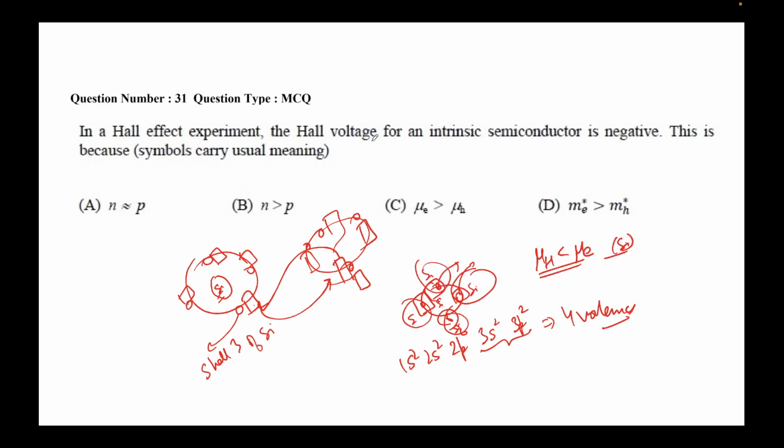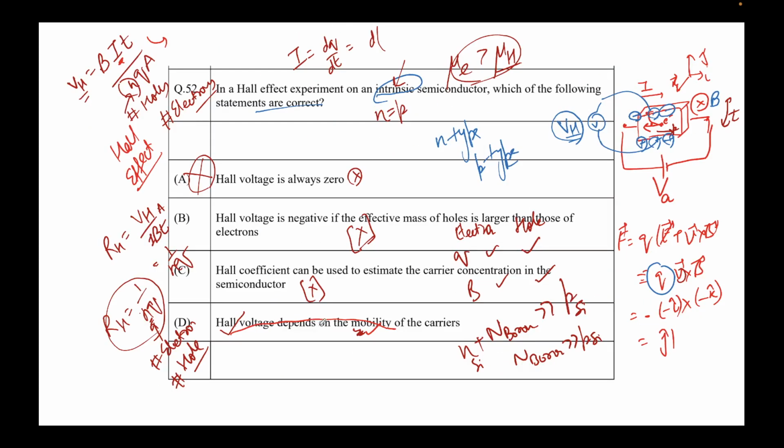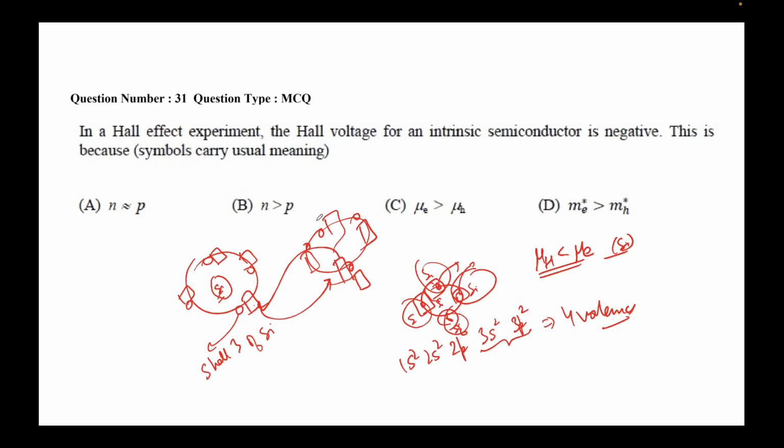Again, this is the same question that we did earlier. Remember this, Hall voltage depends on mobility of carriers. In Hall measurement, Hall voltage is negative. Why is this? Tell me, we just told this. This is because when we apply a magnetic field here and a current is flowing through this semiconductor block like this, since electrons have higher mobility, they will be able to come here faster, so they will accumulate here more as compared to holes, and hence we'll have a slightly negative Hall voltage.